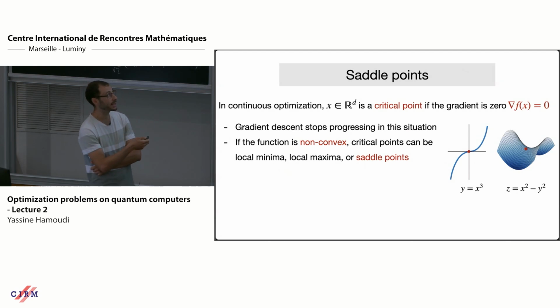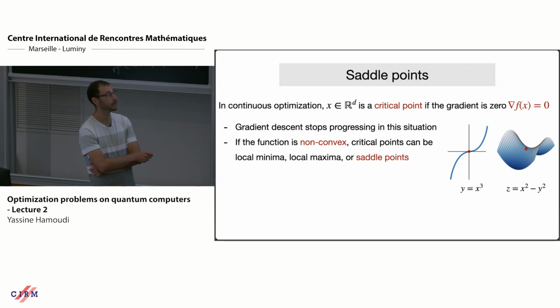So there are three cases. If the function is non-convex, either it is a local minimum, a local maximum, or a saddle point. The last case would not occur in convex optimization. This is only for non-convex optimization. So a saddle point is not an optimum, not even a local optimum. It's just something else in which the gradient is equal to 0.